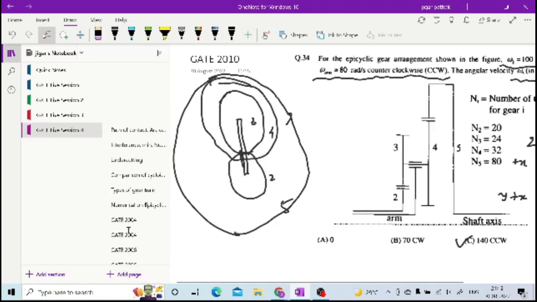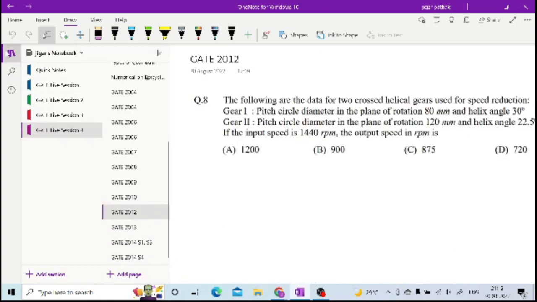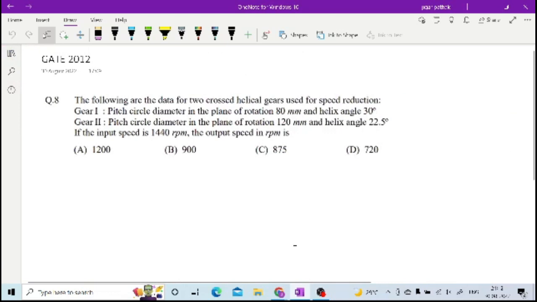Okay, so let us go to the next one. This is something different. The following data are provided for two crossed helical gears for speed reduction. Gear 1 has pitch circle diameter in the plane of rotation of 80 mm and helix angle 30 degrees. Gear 2 has pitch circle diameter of 120 mm and helix angle 22.5 degrees, and input speed is 1440 rpm. You have to find the output speed.